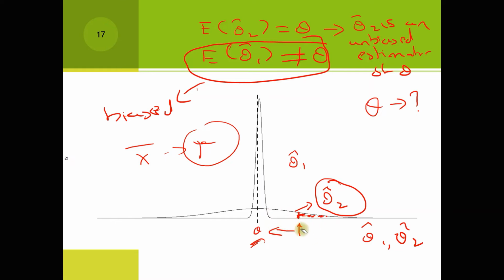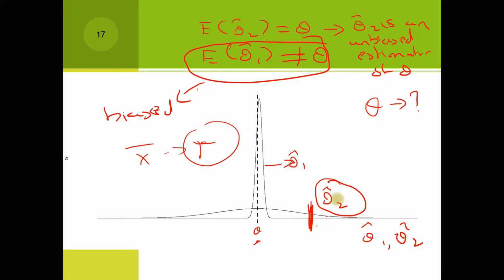But if you look at the case of theta cap 1, you will note the same probability. Let's suppose I take a value that is far from the true mean using these two estimators. Let's say I choose a value here.